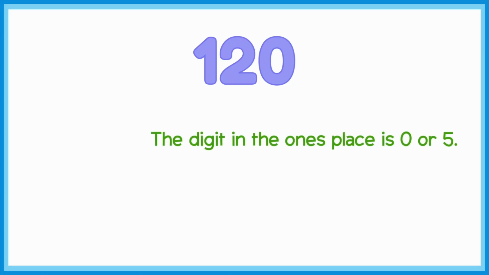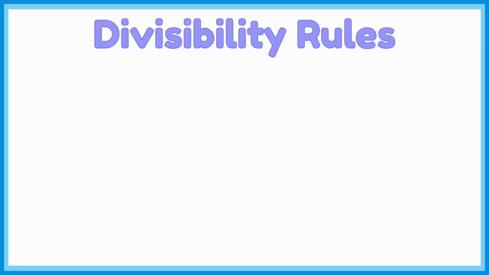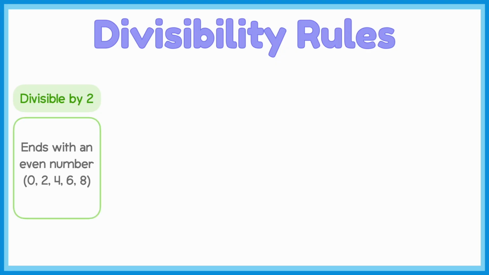When the digit in the ones place is 0 or 5, it is divisible by 5. And when the digit in the ones place is 0, it is divisible by 10. 120 has a 0 in the ones place, so this means it can be divided evenly by both 5 and 10. Awesome. Let's review. We know a number is divisible by 2 when it ends with an even number.